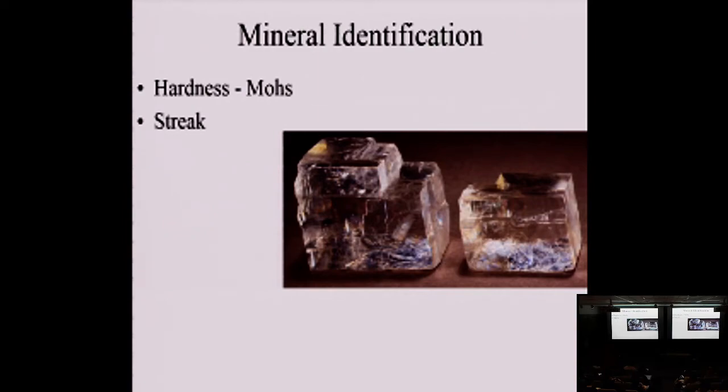So some of these things are easier to identify than others, but the streak is the color of the mineral in its powdered form, unoxidized form.